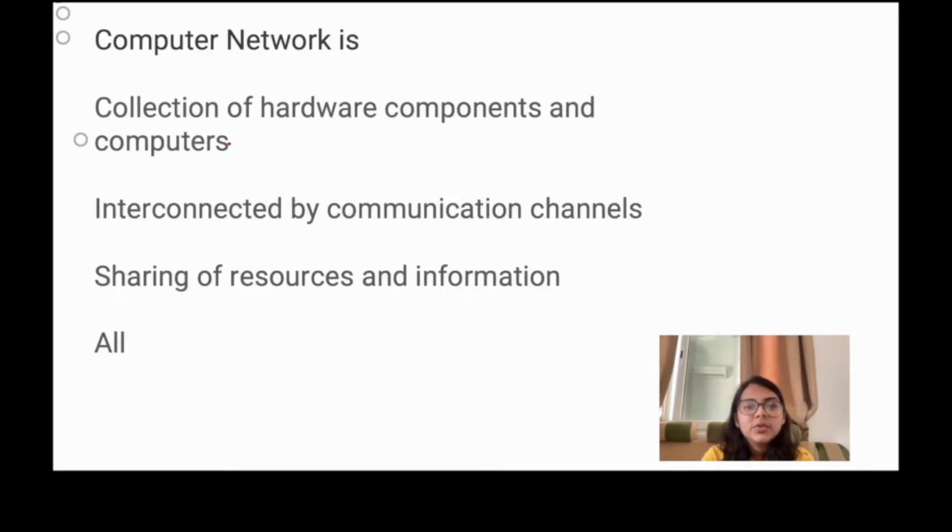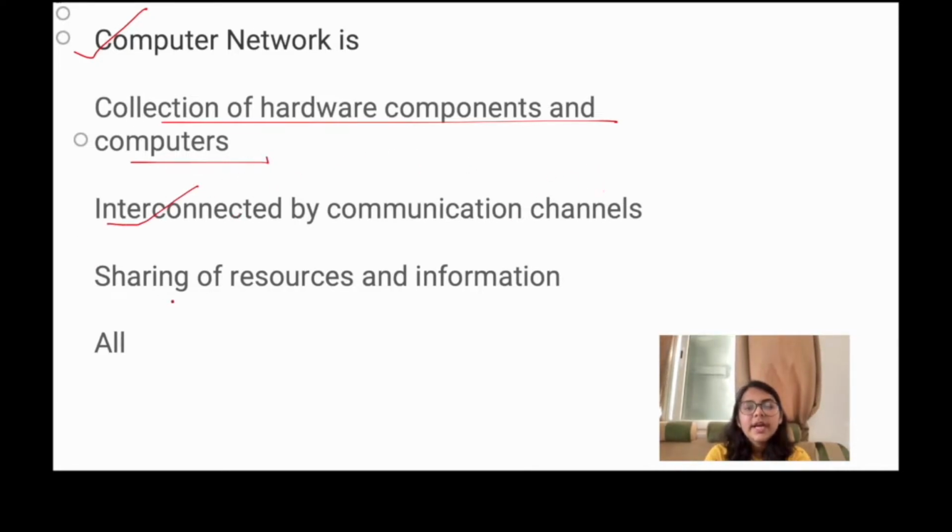Then students, you have to answer this question. Computer network is what? Collection of hardware components and computers, interconnected by communication channels, for sharing of resources and information. What do you think? Collection of hardware components and computers, interconnected by communication channels, sharing of resources and information. Yes, all the points are actually talking about computer network.